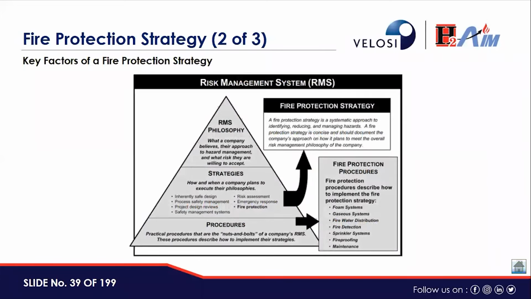This is the risk management system. It involves risk management system philosophy, for example, what a company believes, what their approach to hazard management is, and what risks they are willing to accept. It also involves strategies for how and when a company plans to execute their philosophies, like inherently safe design, risk assessment, emergency response, fire protection, project design reviews, safety management systems, and it also involves procedures as well. So fire protection procedures describe how to implement the fire protection strategy.